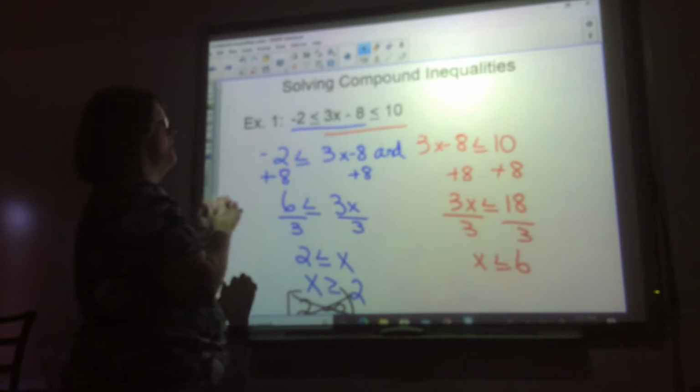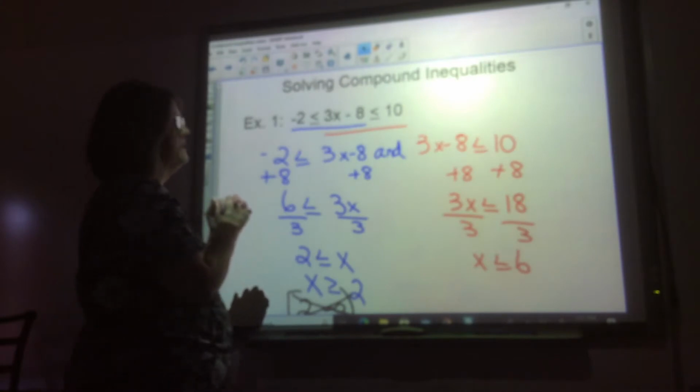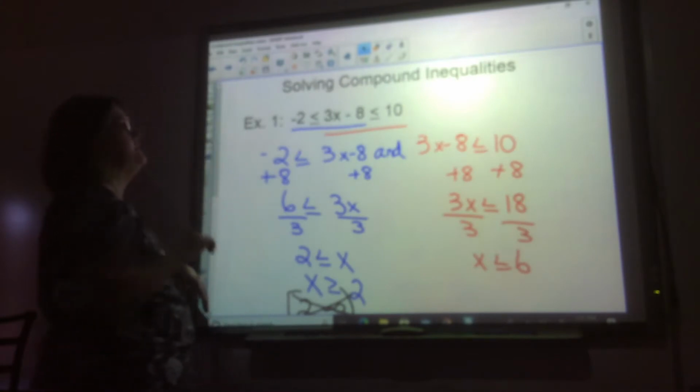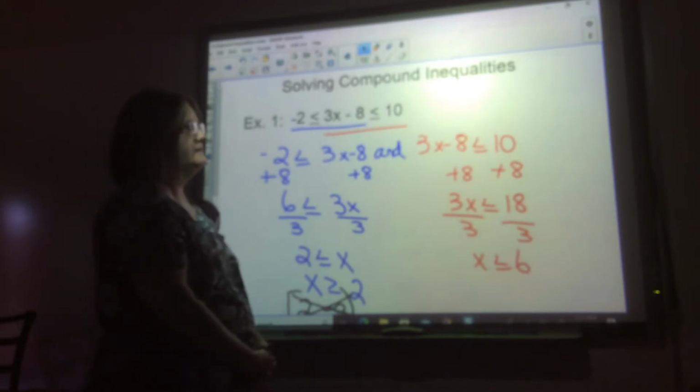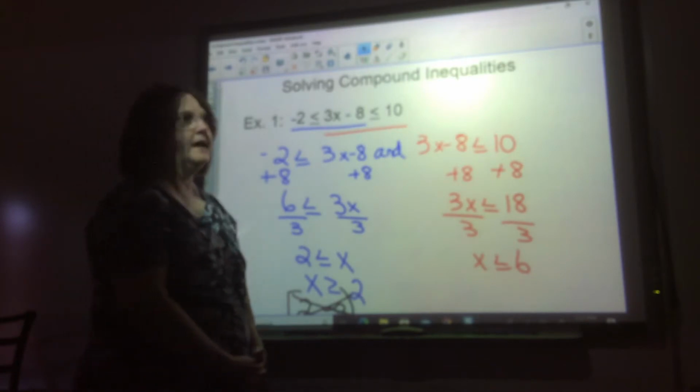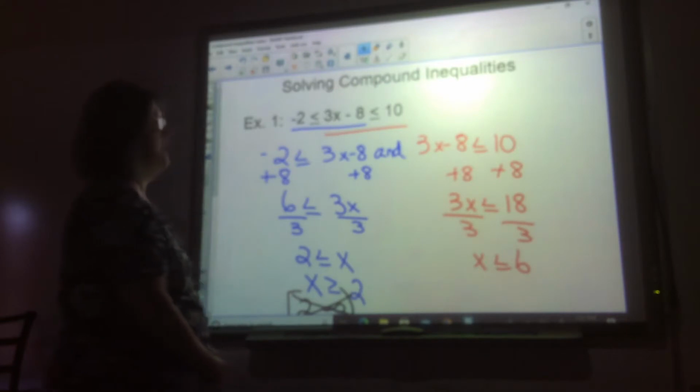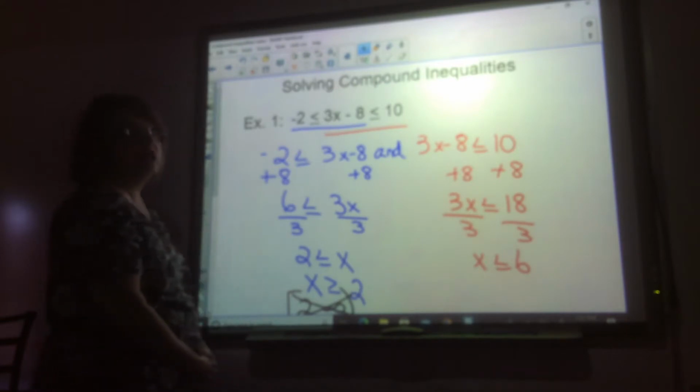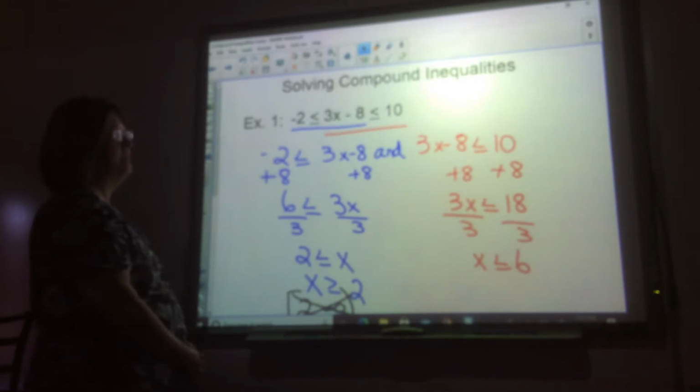Okay, this is a compound inequality: -2 less than or equal to 3x minus 8 less than or equal to 10. The best way to solve this type of inequality, it is not the only way, but I feel it's the best way, is to separate the two inequalities. Notice that I underlined one in blue and one in red.